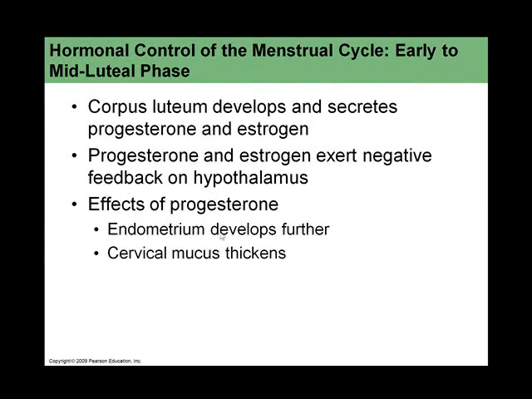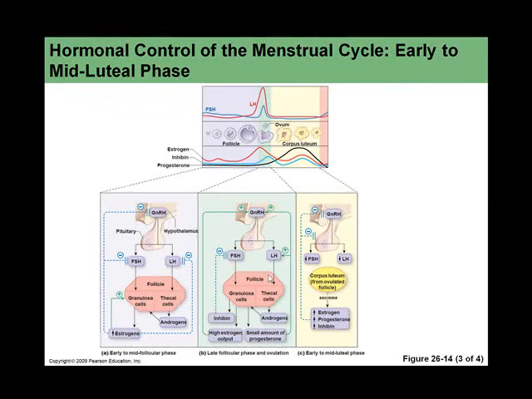So the effects of the progesterone on the endometrium contribute to its final development and the secretory nature of it. There's secretory glands within it. The cervical mucus will thicken.